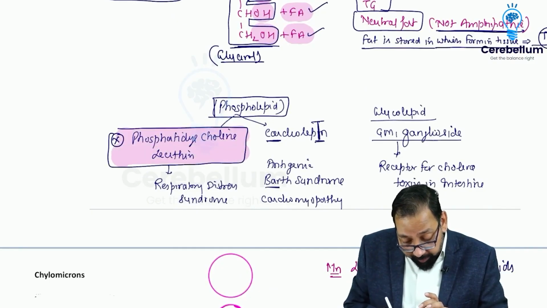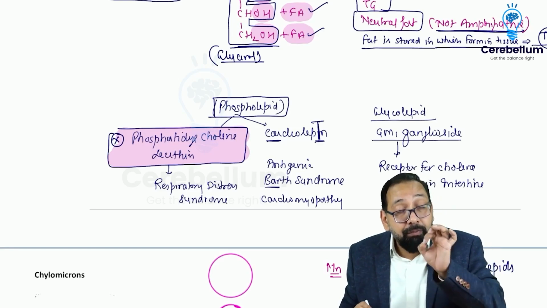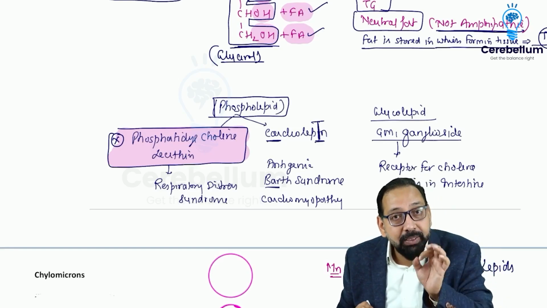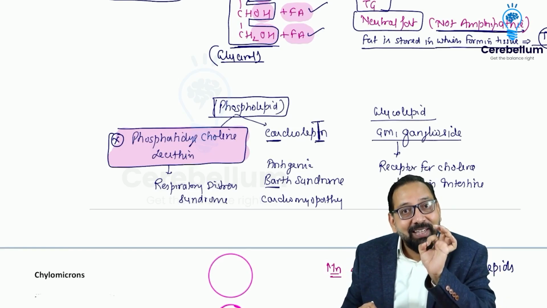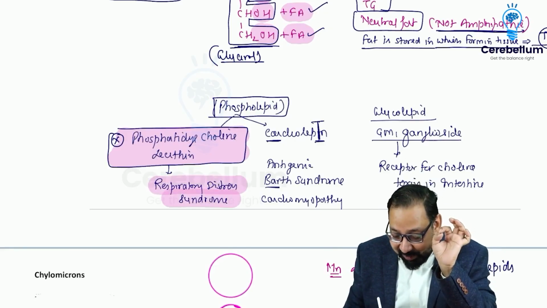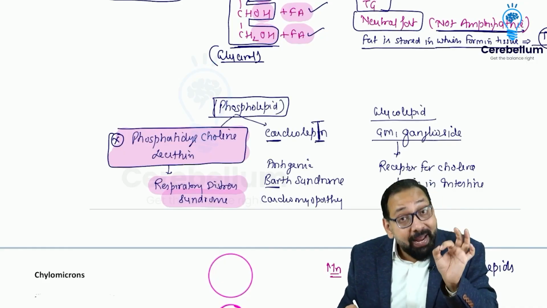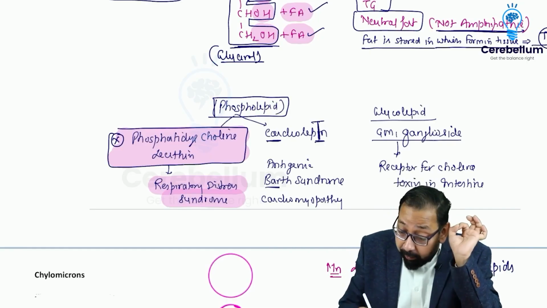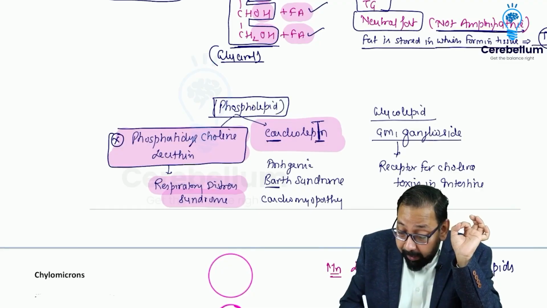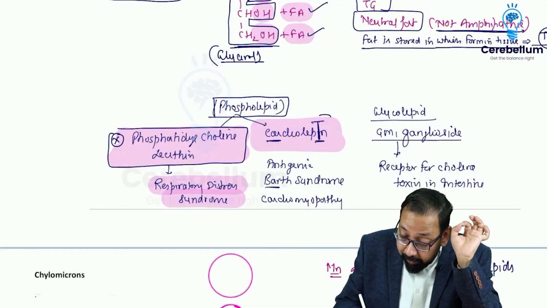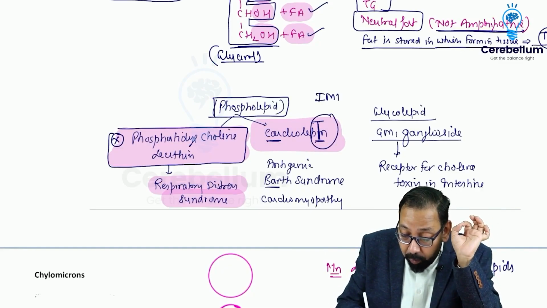Phosphatidylcholine or lecithin is one example. If lecithin or phosphatidylcholine is deficient, then it leads to respiratory distress syndrome. You know, dipalmitoyl phosphatidylcholine is a part of surfactant. The second example of phospholipid is cardiolipin. The name itself tells you it is present at the inner mitochondrial membrane.